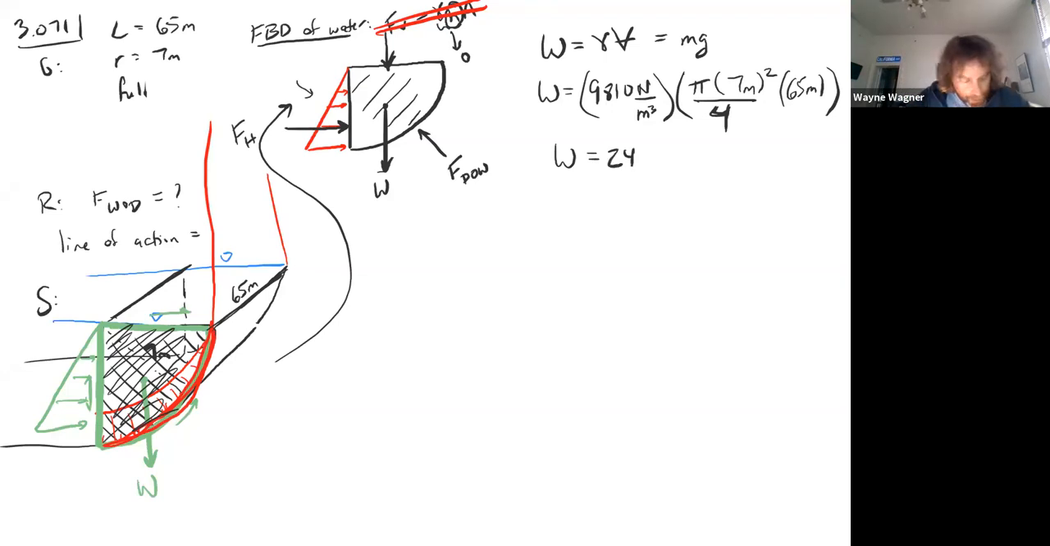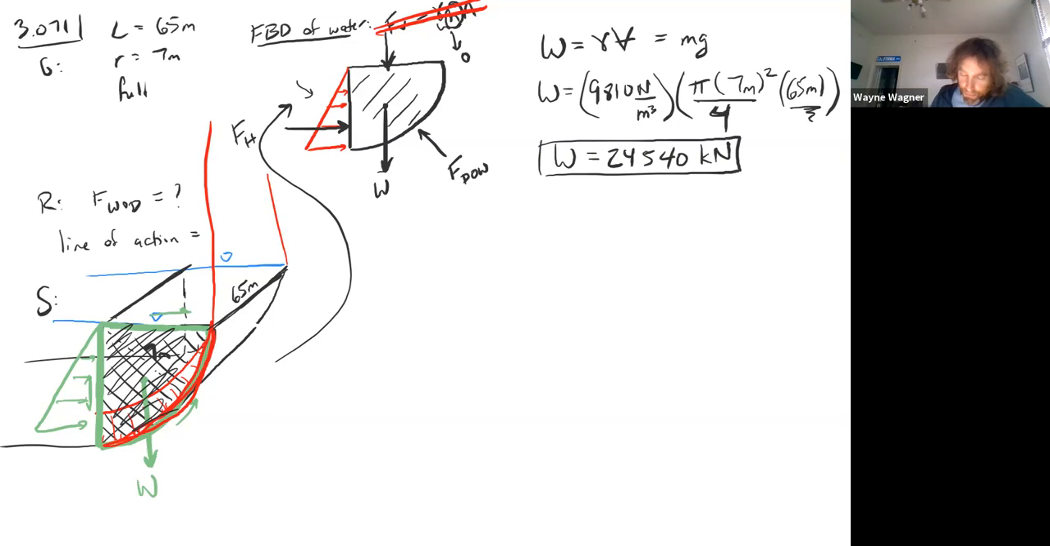This pi is such an ugly thing. It just ruins everything. So this will be about 40 thousand, and that's going to be kilonewtons. Really massive number, and you should expect this to be a massive number. I mean, this is a 65 meter dam, and this is all the water behind it. So it should be a big number. Don't be too scared by that number.